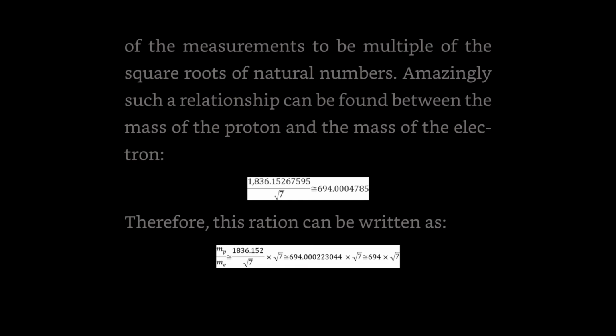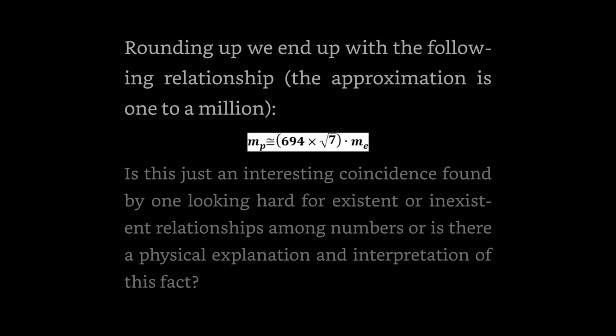The measurements of any experiment could be multiples of the square roots of natural numbers. Amazingly, such a relationship can be found between the mass of the proton and the mass of the electron. 1836.15267595 divided by the square root of 7 is equal to 694.0004785. Therefore, this ratio can be written as 694 multiplied by the square root of 7. The approximation is 1 to a million.